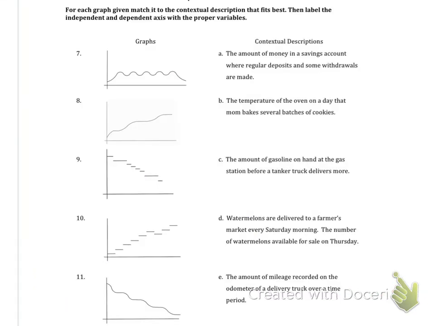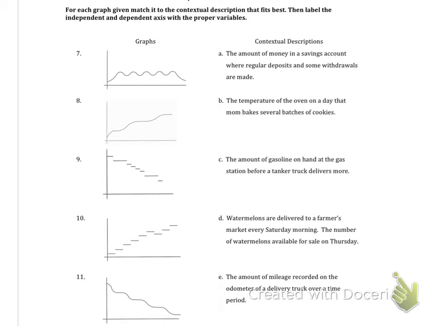Next is about, for each graph given, match it to the contextual description that fits best. Then label the independent and dependent axes with the proper variables. So what we will do, we have been given 2 columns, the left side is graphs and the right side is the descriptions. So let's read the description and then match it, and let's label the axes.